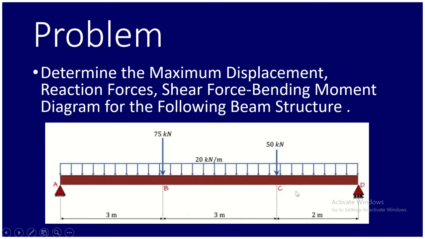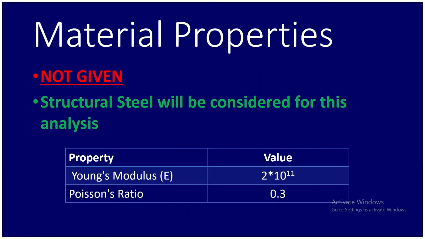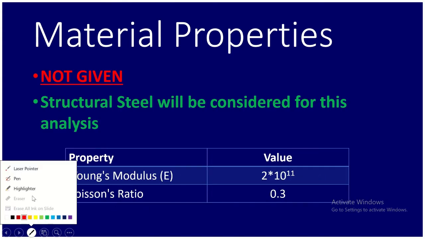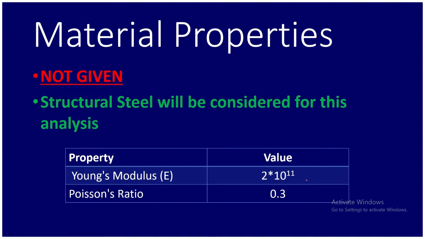Okay, so let's move to the material properties. In this particular problem, material properties are not given, and thus we are going to consider structural steel for this analysis. Young's modulus for structural steel is 2 into 10 raised to power 11 pascals, and the Poisson's ratio is 0.3. This value is in pascals.